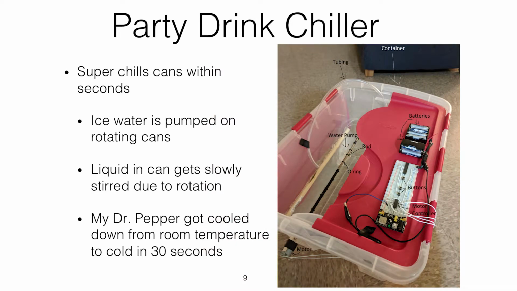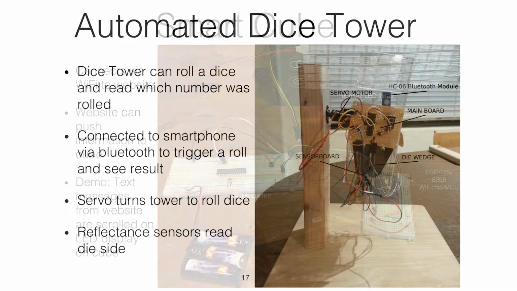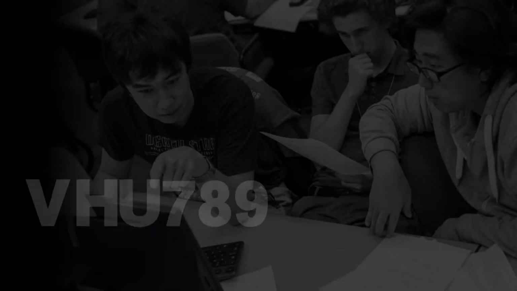We had a smart tube that is connected to the internet and can display information and messages. We even had an automated dice roll tower. So with your smartphone, you could initiate a roll and the tower would turn and read the dice value for you. But this is not limited to that. These are only a few examples. You can create toys for your kids. So whatever you can think of is possible.